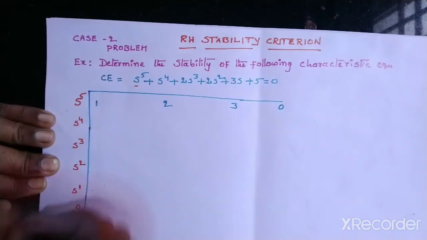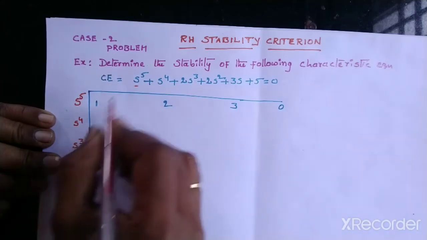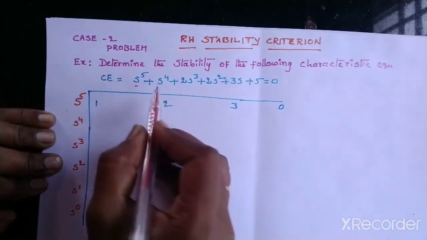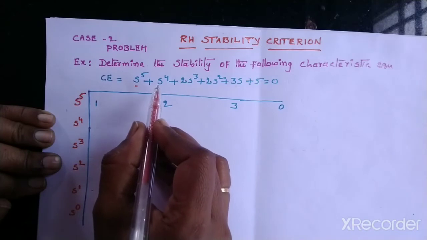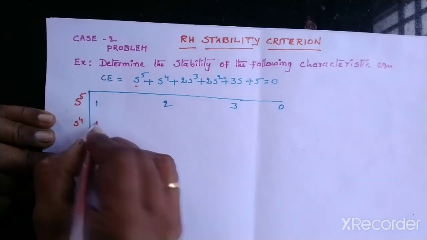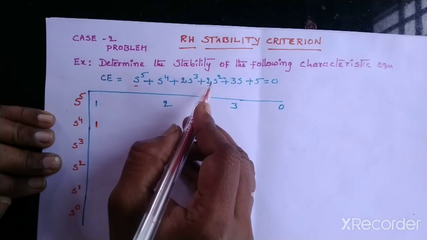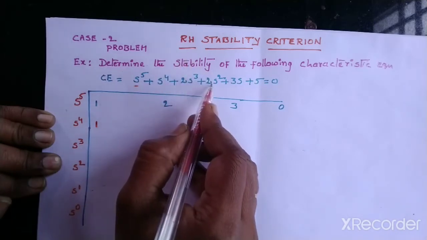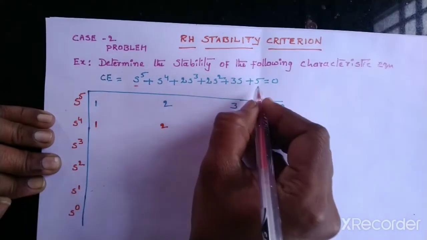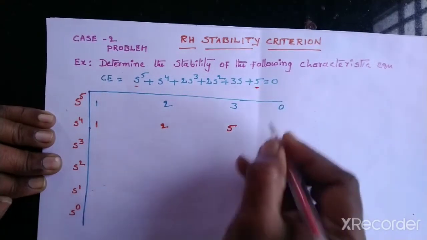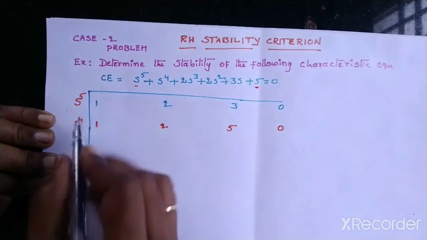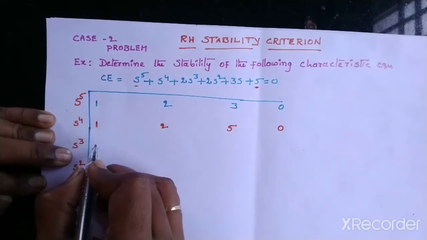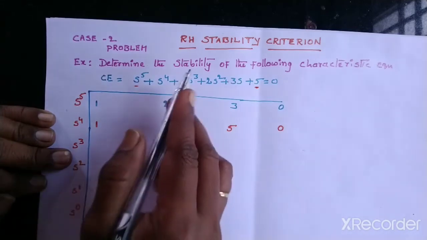Now, to find the next row elements also, we observe the characteristic equation. Here, the next highest order is s to the power of 4, and the coefficient of that s to the power of 4 is also 1. Now, the alternate term is 2s square, and the coefficient is 2. The next alternative term is constant 5. There is no alternative term after this constant. Therefore, I am writing here 0. Now, to calculate the s cube row elements, we need to follow the rules of RH criteria.